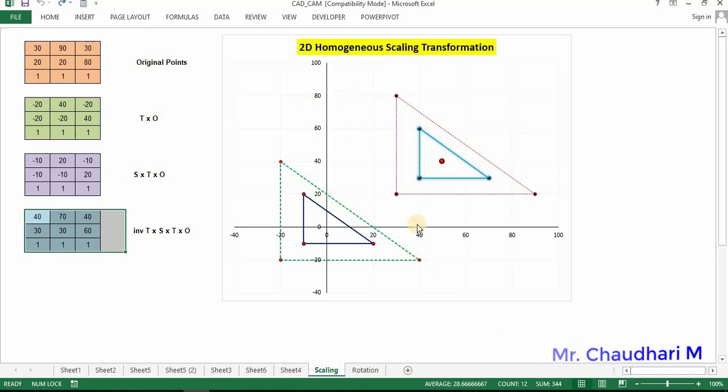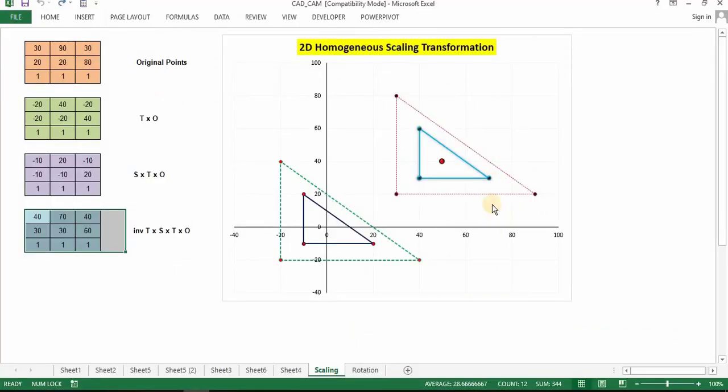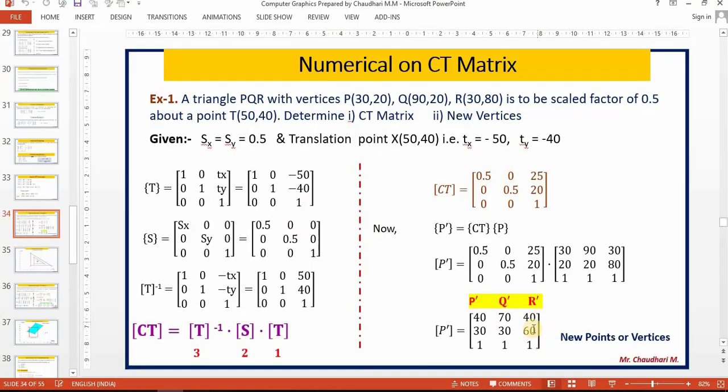And what are the vertices? P point is 40 and 30. Then the other Q point is 70, 30. See here, this goes from 60 to 70 and this 30. Then again here is 40 and 60. Look here, 40 and 60.